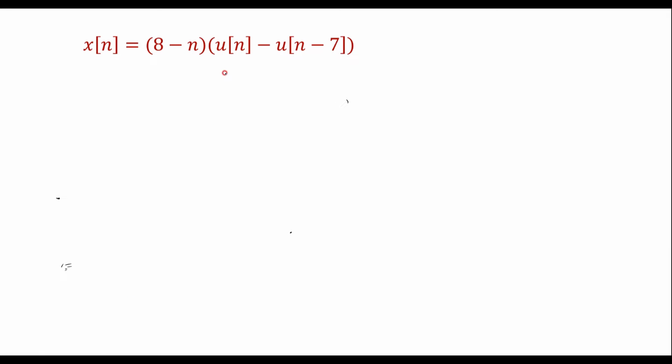So here we have u of n minus u of n minus 7. This will give the range of the signal, from where to where the signal exists. Let me draw this so that we can understand better. So let me draw u of n signal here. We know that u of n exists only for n greater than or equal to 0. Say this is 0, 1, 2, 3, 4 and so on. This is the unit step signal whose amplitude is 1. So this is u of n.